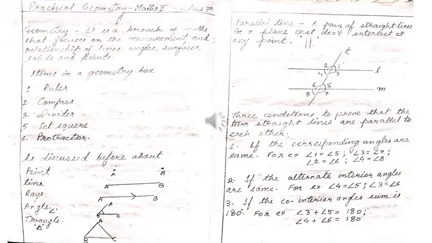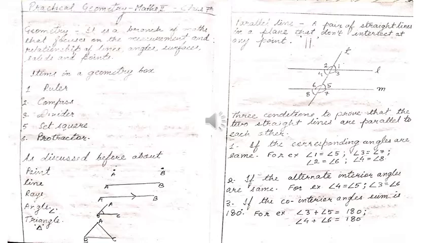compass, divider, set square, and protractor. And do you know for what purpose they are used? So the ruler is used in all constructions. It's a flat surface with four sharp edges.